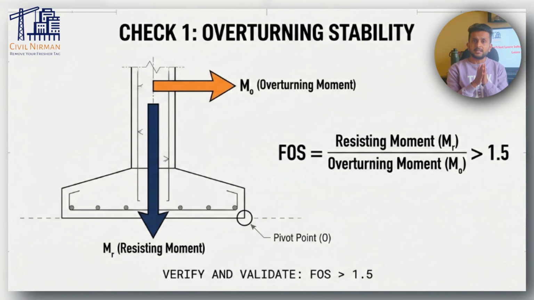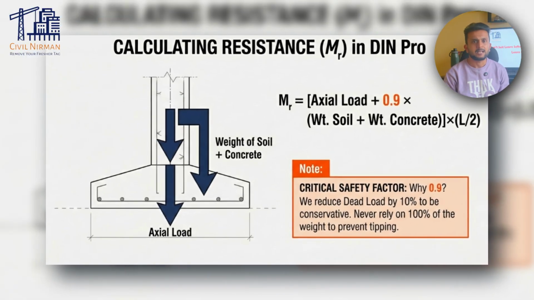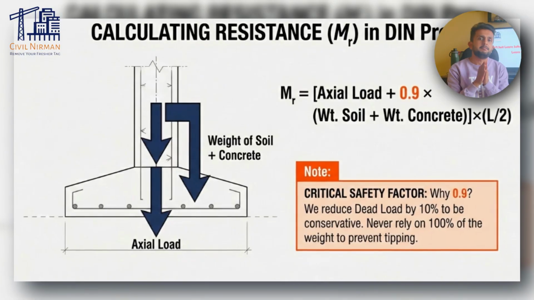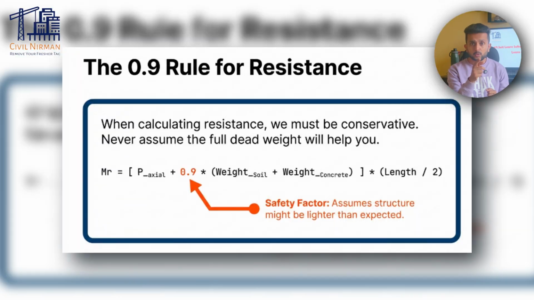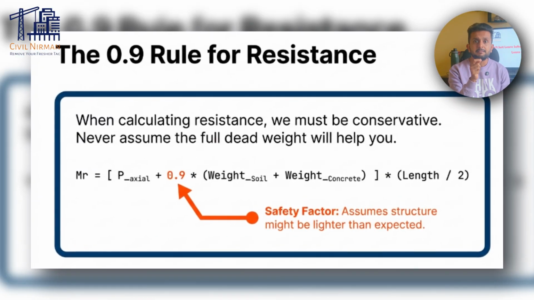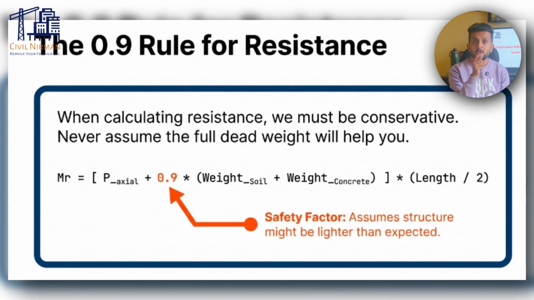So let's calculate the resisting moment using the values from our sample calculation. See, the resisting moment is created by the weight of the buildings, the footing, and the soil sitting on top of it. Important note over here: when calculating resistance, we often multiply the dead weight of the soil and concrete by 0.9. This is the safety factor to be conservative, just in case the concrete is lighter than expected.